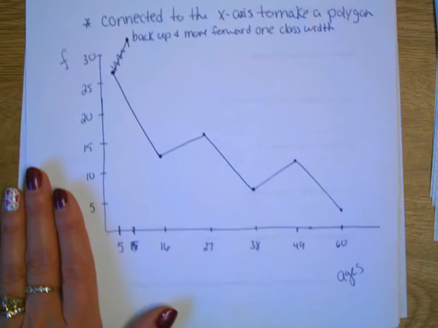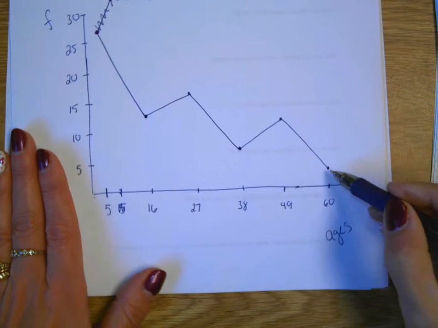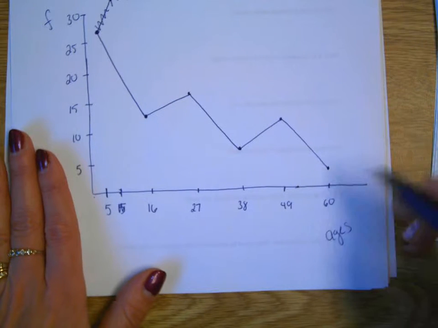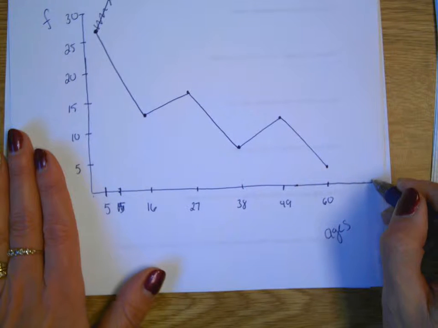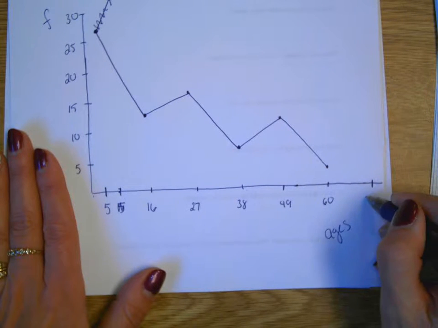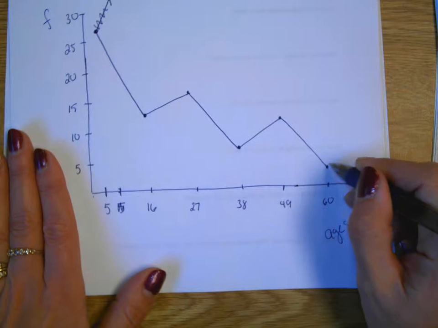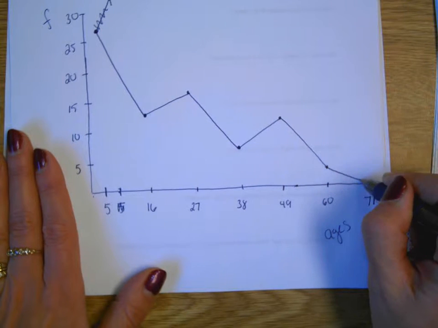And then connect to those 2 points. So instead of chopping off at 60, if I want to show the people that are over 60, if I move up 1 class width, where am I going to be at? 71. That's how I connect to the x-axis here.